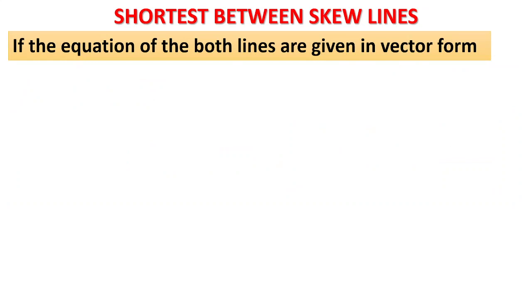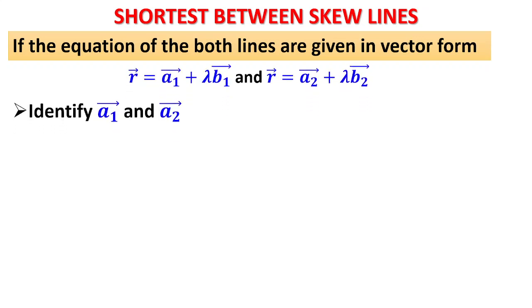Now, how to do it? Very, very simple. Shortest distance between skew lines. Suppose both the equations are given in vector form in the exam. Now, identify what A1 and A2 are. Vector A1 and vector A2 are the position vectors of the points. They are called point vectors, which will be in the first place, A1 and A2.